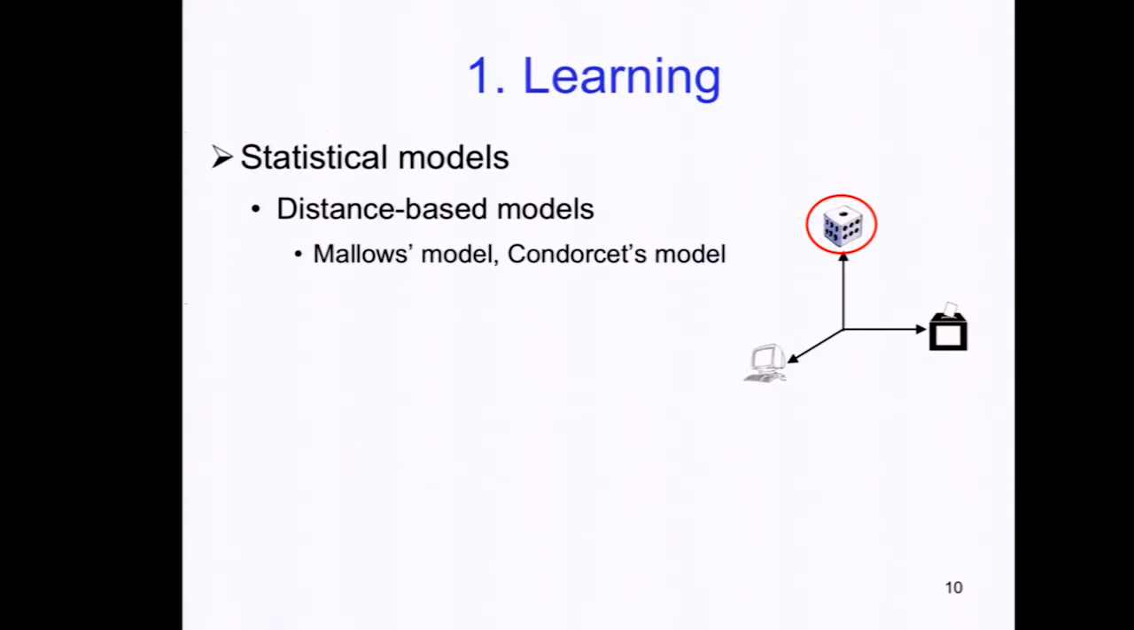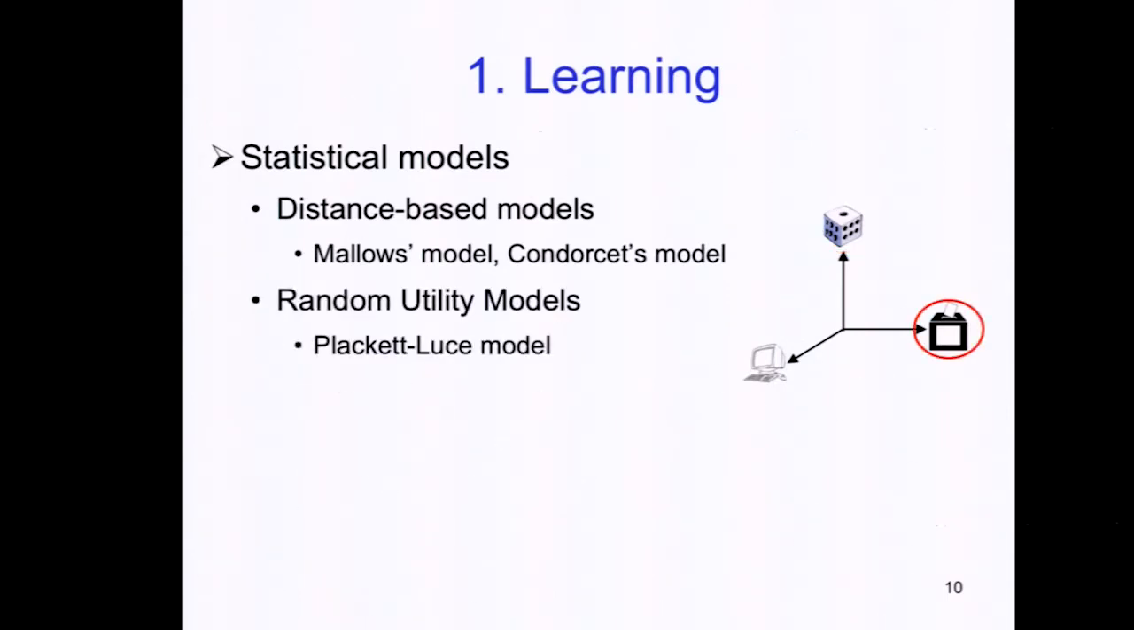This is mostly the model studied in statistics. One is called the Mallows model, named after a statistician, and the other one is Condorcet's model, which is a natural generalization of Condorcet's model. The second type is called random utility models. I would be more specific, but if you have heard of Plackett-Luce models, it's a natural generalization of logistic regression to a multiple candidate space. This is a model mostly pursued in, for example, psychology, cognitive science, and economics.